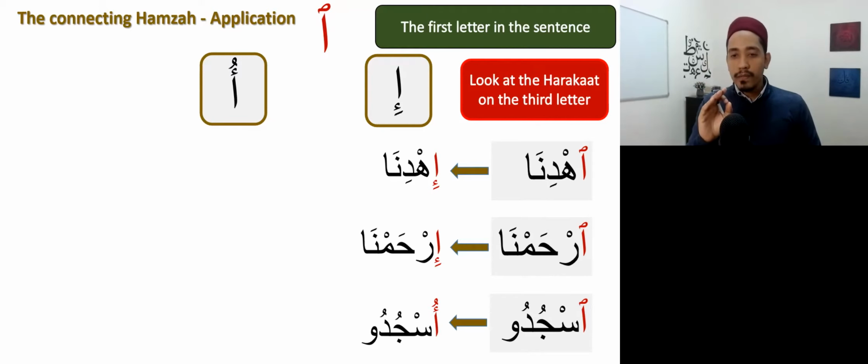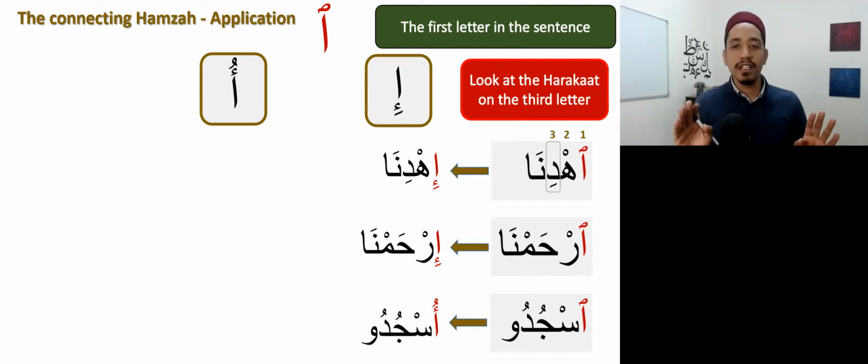Now, it is very simple. You look in the text, and then you count. Let's take this first word over here, ihdina. Let's count the letters: 1, 2, 3. That's the third letter. Remember the rule says, look at the harakat on the third letter. So we counted now, 1, 2, 3. What harakat is on the third letter?